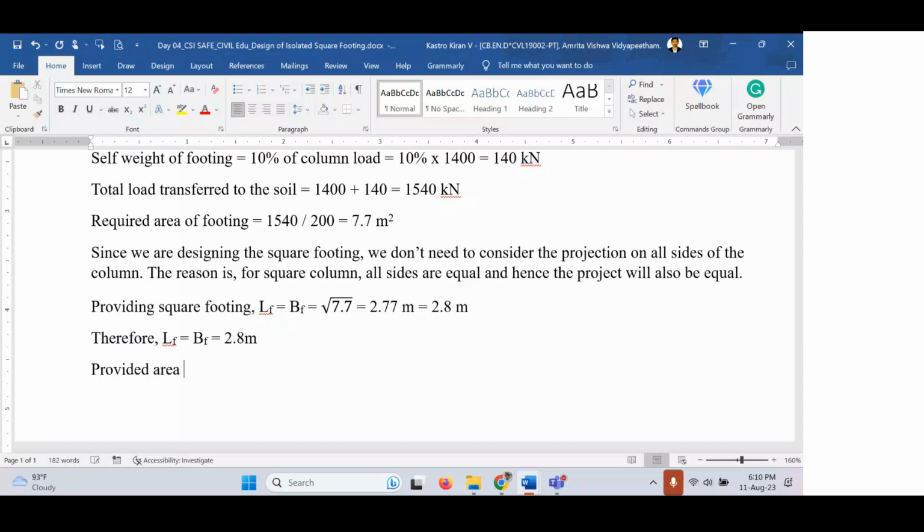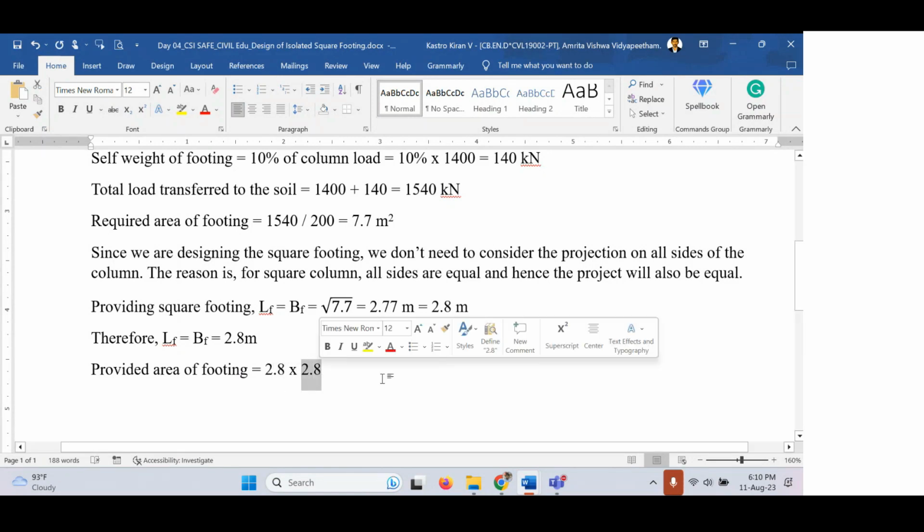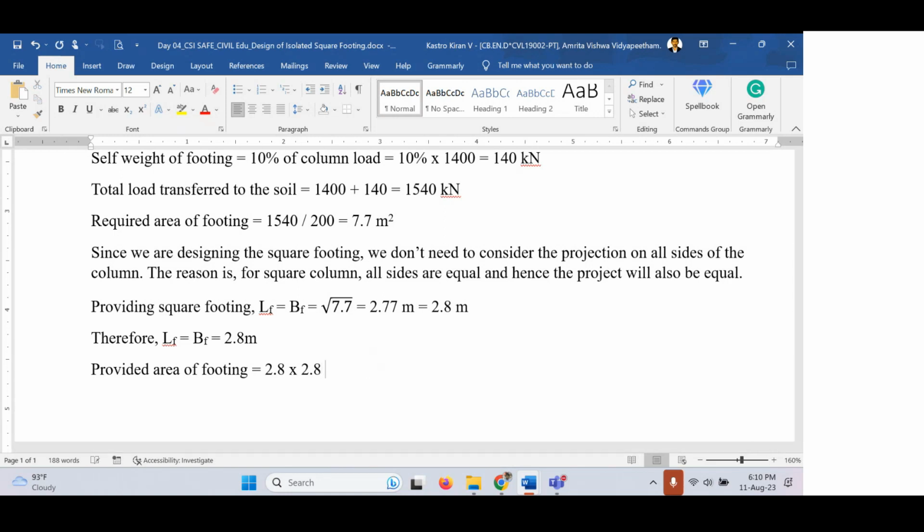Therefore, provided area of footing equals, what will be the provided area? 2.8 into 2.8, that is length of the footing into width of the footing. So 2.8 into 2.8 will give you 7.84 square meters. This is how we can calculate the area of the footing.